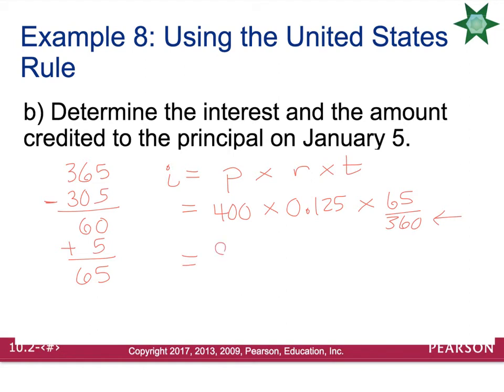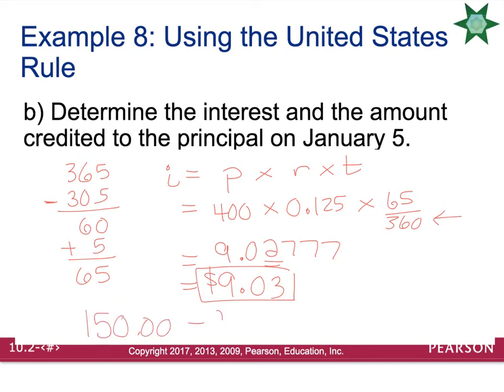And she's going to owe at that date 0.902777. And keep in mind this is money, so you need to round to 2 decimal places. So she's going to owe $9.03 in interest. Okay? So that determines the interest. This is her interest, $9.03. And the amount credited to principal. Now keep in mind, she made a payment of $150.